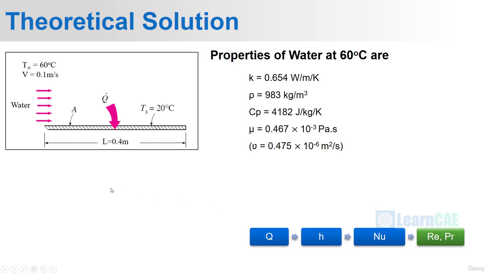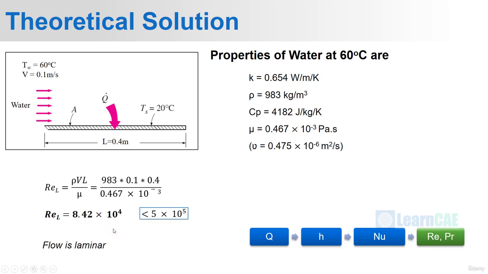Okay, first let us calculate Reynolds number. Reynolds number is given by rho v L by mu. We can substitute the values here. Reynolds number is equal to 8.42 into 10 power 4. This is less than the critical Reynolds number, which is 5 into 10 power 5. Therefore, the flow is laminar. Okay, now we have calculated Reynolds number over the flat plate.